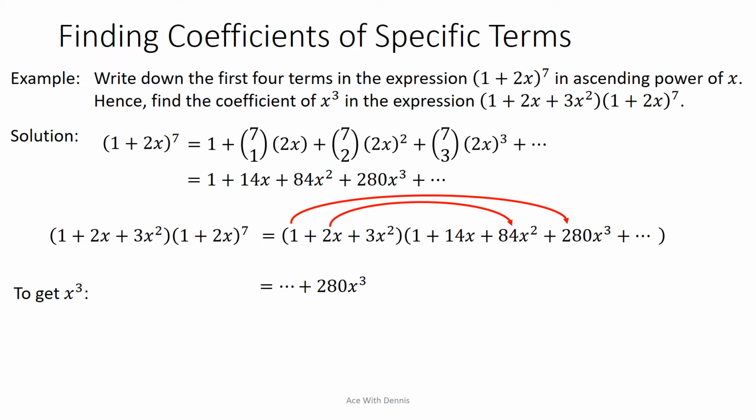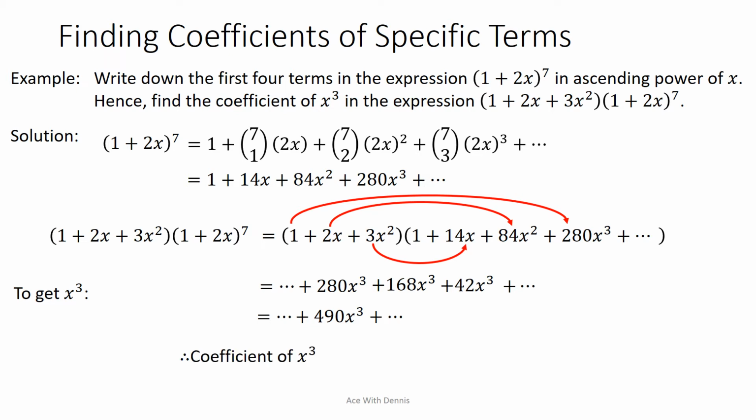Now the 2x here will multiply with this 84x², and you get 168x³. The 3x² here will multiply with this 14x, and we get 42x³. The remaining multiplications will not give us any x cubed. So from here, we can add the coefficients, and we get 490x³. So the coefficient of x cubed will be 490.